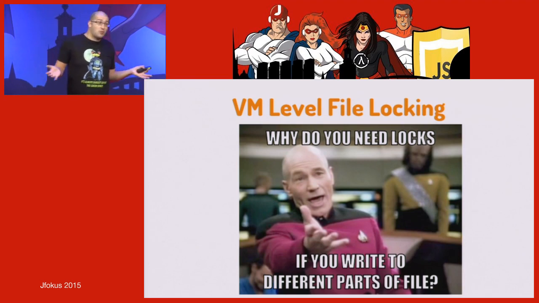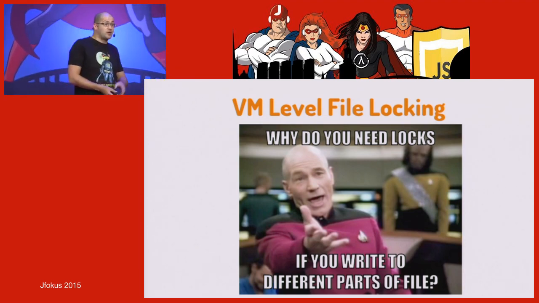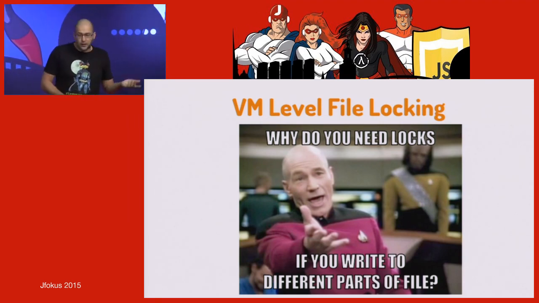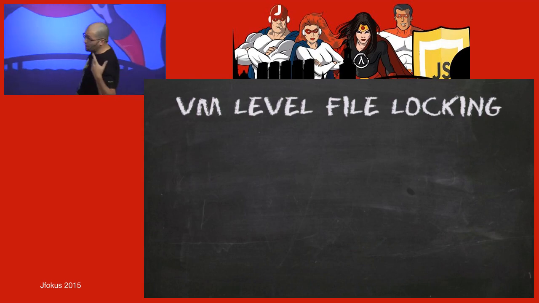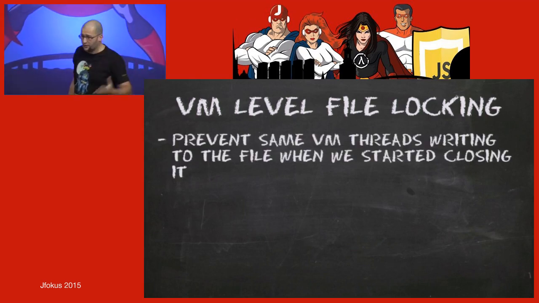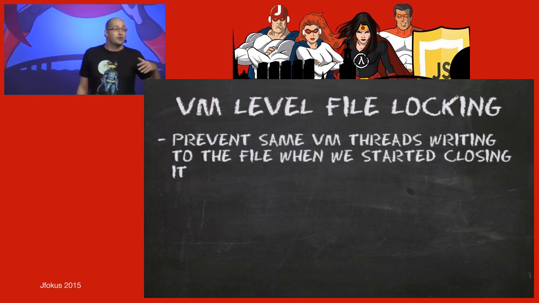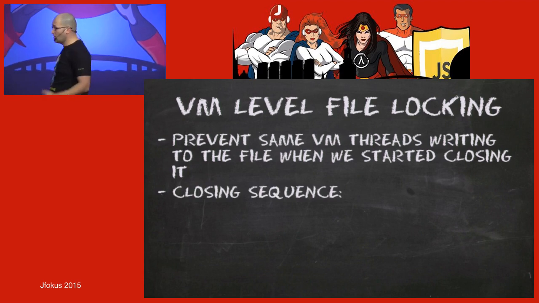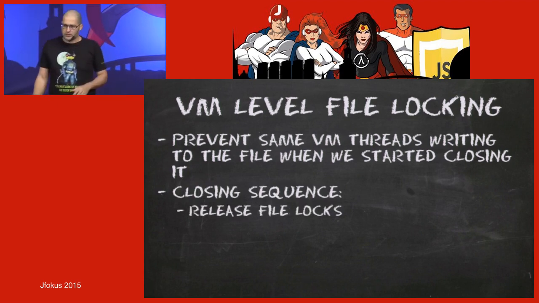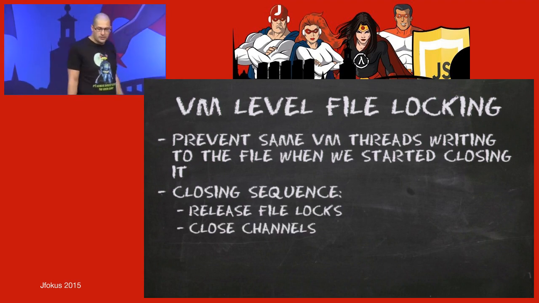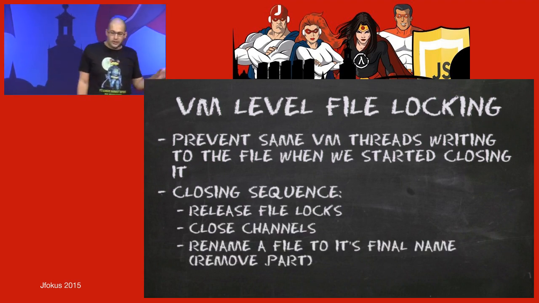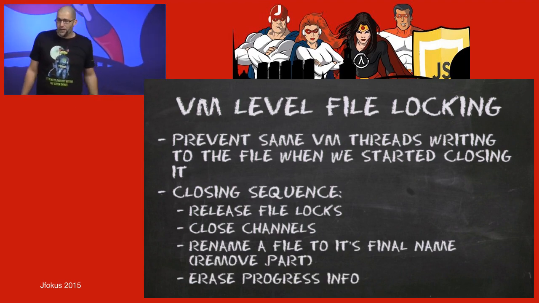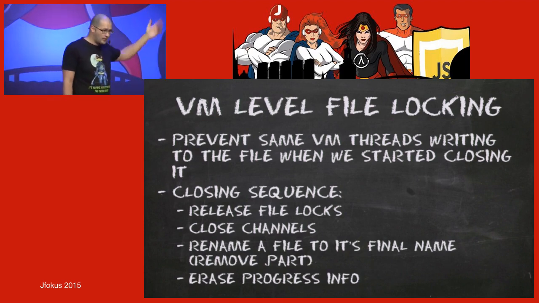VM-level locking. At first, it looks like we don't need it because we always write to different parts of files. We never overlap. So why do we need it? We actually need it for a single reason. We need to synchronize the closing procedure of a file. We have a relatively complicated closing sequence. We need to release the operating system file locks, close the channels, rename the file from being .part to being the actual file, and erase this file that tracked the progress info.